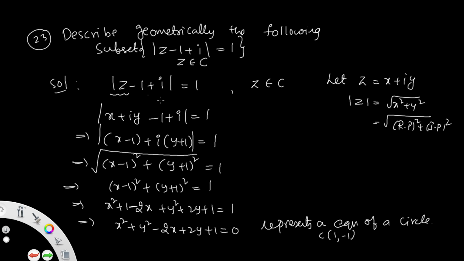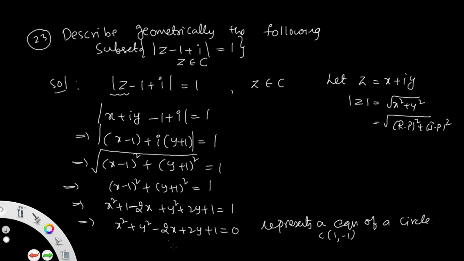So by simplification, we have taken z equal to x plus iy, and the modulus of (x minus 1) plus i(y plus 1) is the root of real part square plus imaginary part square. So the root of (x minus 1) whole square plus (y plus 1) whole square equal to 1. Squaring on both sides, we get (x minus 1) whole square plus (y plus 1) whole square equal to 1. Simplified, x square plus 1 minus 2x plus y square plus 2y plus 1 equal to 1. Then x square plus y square minus 2x plus 2y plus 1 equal to 0. It represents the equation of a circle with center (1, minus 1).